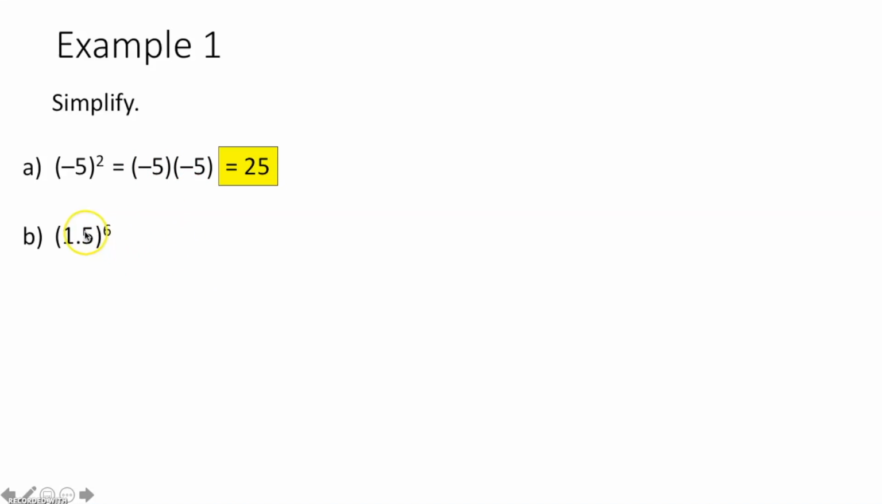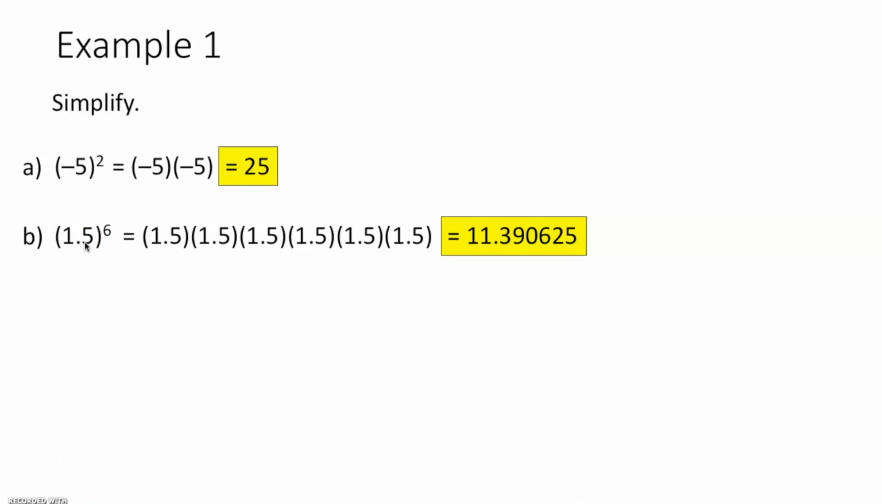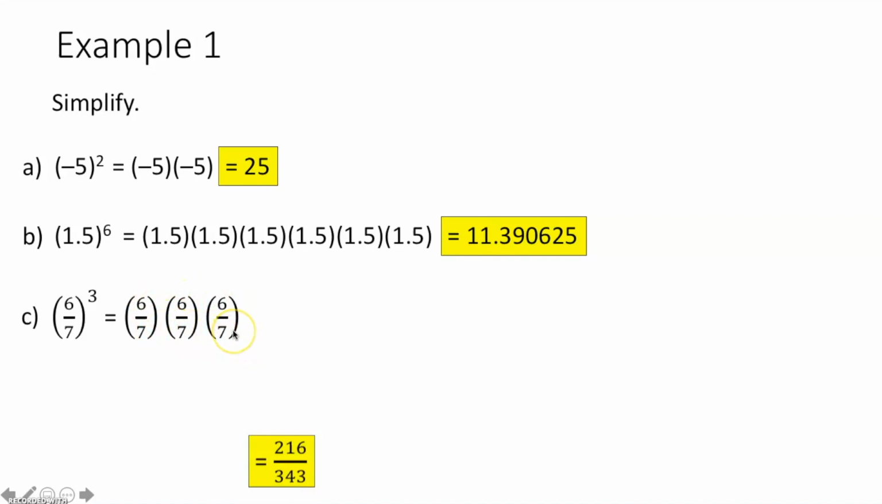1.5 to the 6th power means we're going to take 1.5 and multiply it by itself 6 times. And when we do, we end up getting 11.390625. Part C, we have 6/7 to the third power, which again tells you to take 6/7 and multiply it by itself 3 times. So 6/7 times 6/7 times 6/7. If you forgot how to multiply fractions together, it's super easy. Multiplying fractions is probably the easiest thing you do with fractions. You just multiply the numerators together and multiply the denominators together. And that's it. So 6 times 6 times 6 over 7 times 7 times 7. And you end up getting 216 over 343.